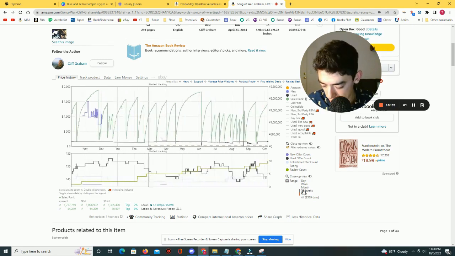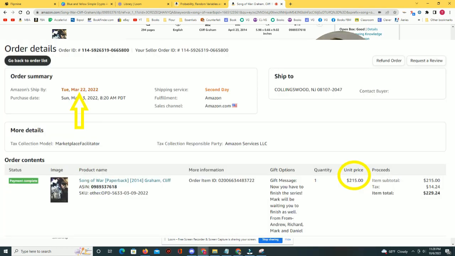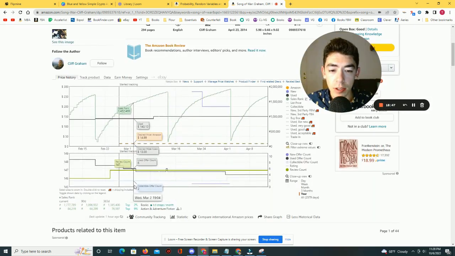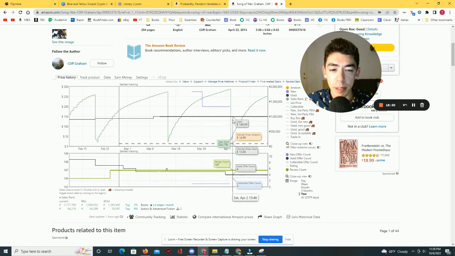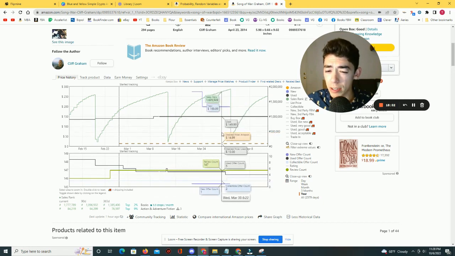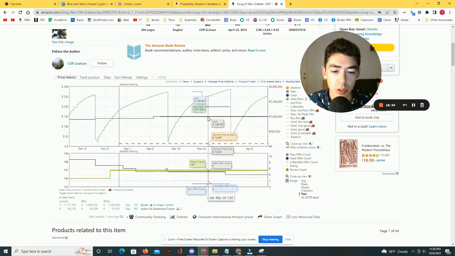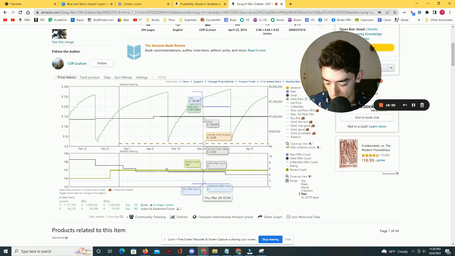Now, the interesting thing is that I sold this on March 22nd, which was only about a month later, and I sold it for $215. So let's go and zoom in on March 22nd. It looks like maybe the sales rank registered right here. It's kind of interesting. I don't know why it would register so late, but the used price at that time is $149.99. I sold my book for $215. So I sold mine for $65 above what the lowest used price was.